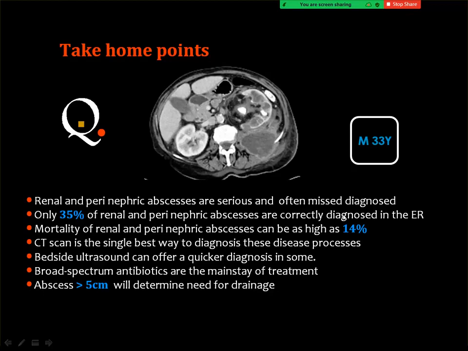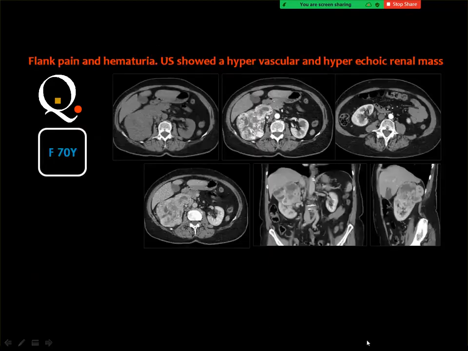Mortality on these abscesses is about 14%. CT is the best way, more accurate than ultrasound and MRI in the diagnosis of perinephric abscess, unless you use the diffusion weighted images for evaluation in MRI imaging. Then the treatment is, of course, by broad spectrum antibiotics. If the abscess is larger than 5 centimeters, it needs drainage.